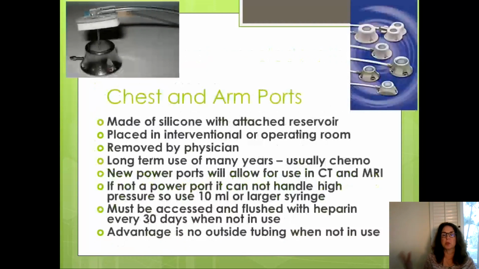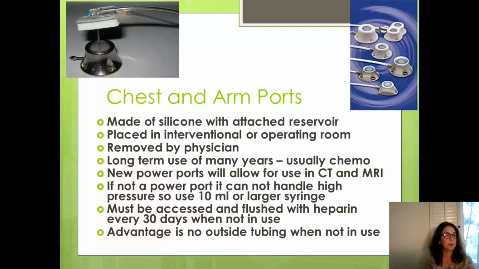Okay, so those are tunneled and percutaneous lines, but there are also port lines. You may or may not have seen those. If any of you had a rotation on an oncology floor, you've probably seen these. They can be chest or arm ports. Now, the guidelines I'm giving you here may vary depending on the institution, but this is a general overview for you.